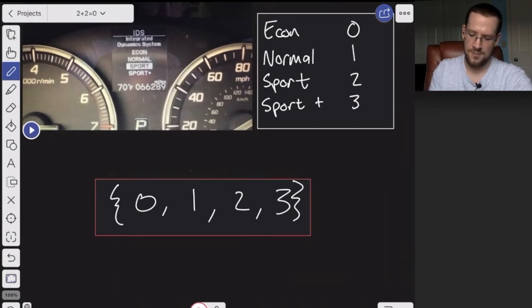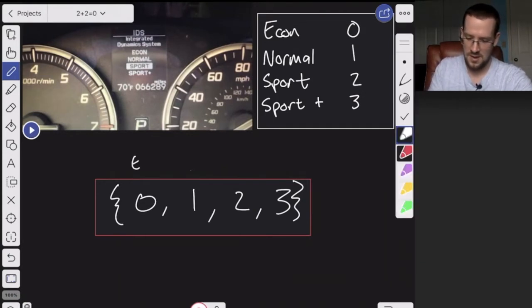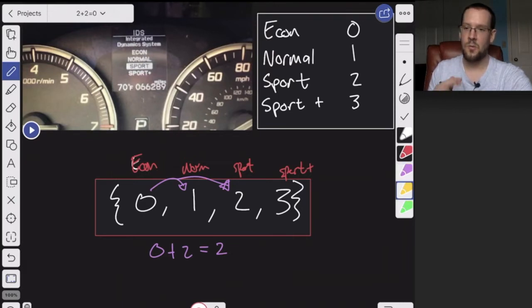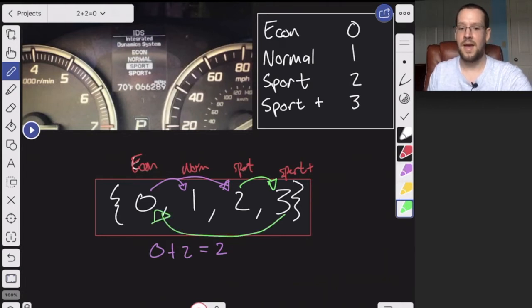So what's going on here? So we had Econ, Normal, Sport, Sport Plus. And so let's say we wanted to start at 0 and we wanted to go up 2. So 0 plus 2 is 2. But notice we were at Sport mode and we went up 1 to 3, 2 plus 1 is 3, but now we went back. And so here we see that 2 plus 2 in this case was 0.